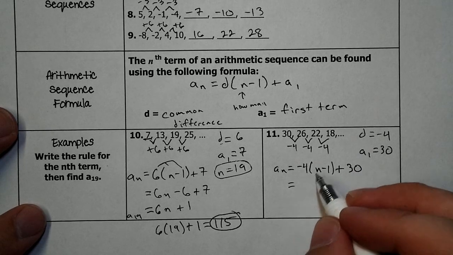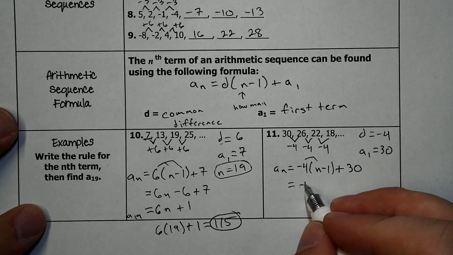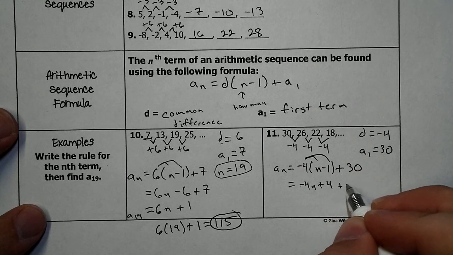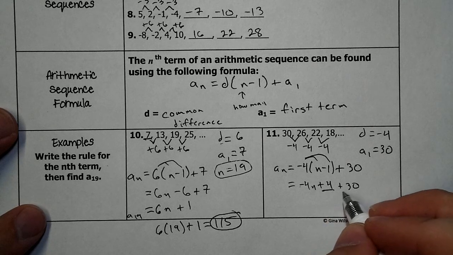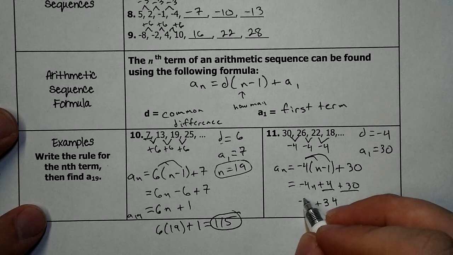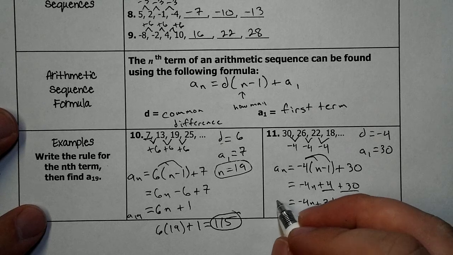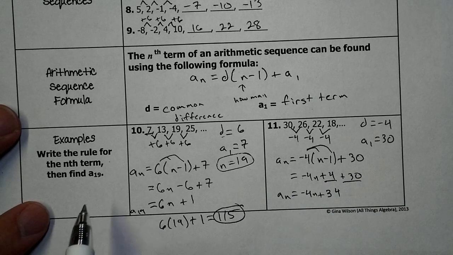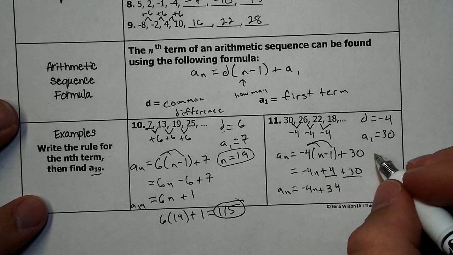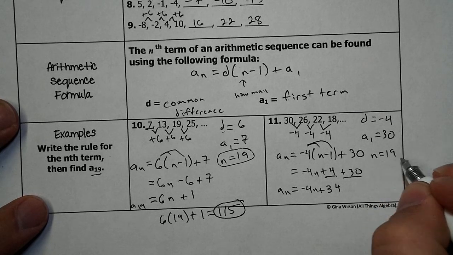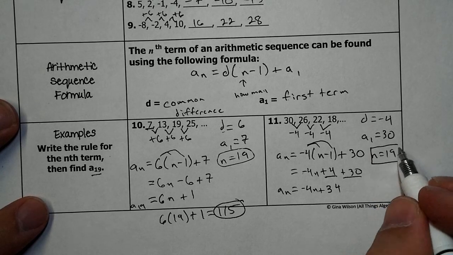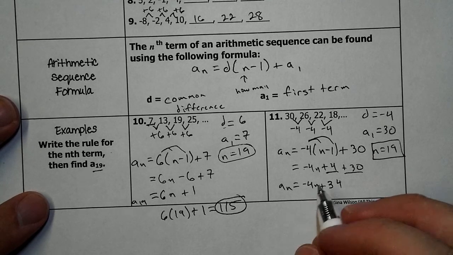Distribute this negative 4. So negative 4 times n is negative 4n. Negative 4 times negative 1 is positive 4. And then plus 30. Combine your like terms. 4 and 30 gives me positive 34. So we've got negative 4n plus 34 is equal to a sub any number. We still need to find a sub 19. So now we're going to plug in 19 for the n. And wait until the last, after you simplify, before you plug in the n. Sorry, I should have mentioned that earlier.